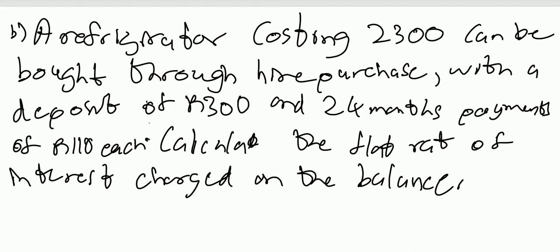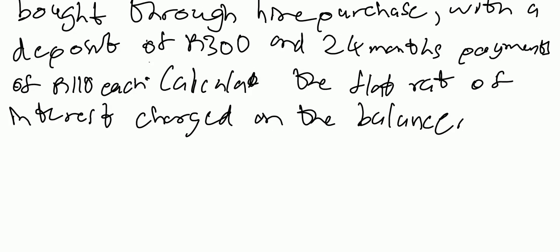Now let's do another different question. So now they are saying a refrigerator costing 2.3 can be bought through hire purchase, meaning this is debt, through a loan. So we can buy a refrigerator that costs 2.3 through a hire purchase with a deposit of 300. Remember, the deposit is required.